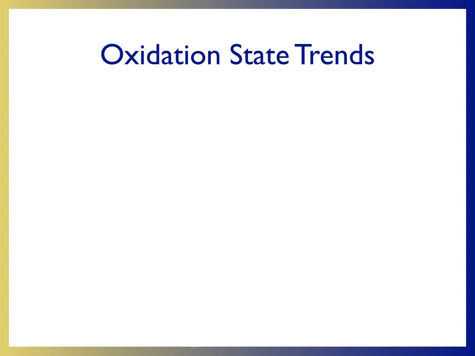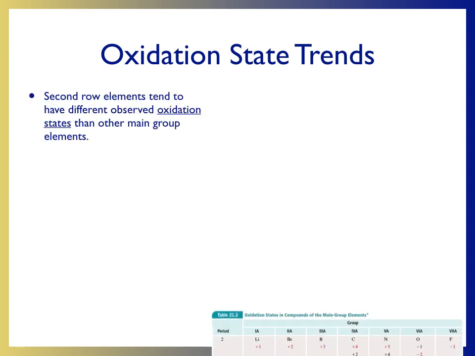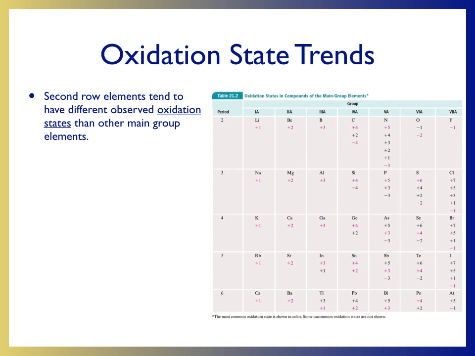Different elements tend to have common oxidation states, which are given in this table to the right. This shows common oxidation states for the main group elements. We're going to again focus on the nonmetals. If we look at second row elements versus other elements within that same group, we find that the oxidation states tend to be different when comparing a second row element to even a third row element. Let's look at a couple of examples of this.